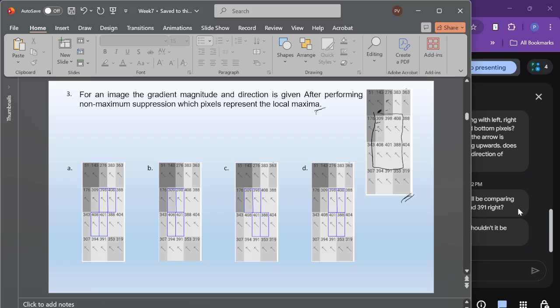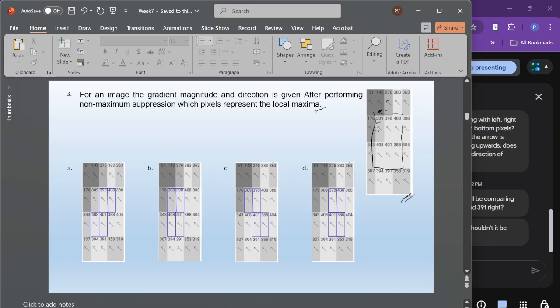Hello, am I audible? Yeah, you are audible. Ma'am, if we are checking in the highlighted window, then 401 is highlighted, so we have to compare it with the left, right, top and bottom pixels. But then 401 will be suppressed, right, if we compare it with the left, right, top and bottom. Like if we compare 401 with 408 on the left, then it should be suppressed. Then 401 can't be, in all the directions, suppressed.